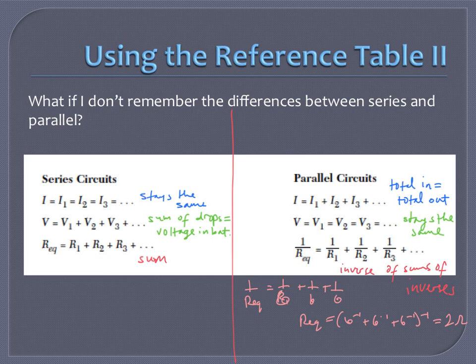So remember, you should know how to read these equations so that at least you don't have to be stuck memorizing what the differences are between series and parallel. Know how to read the equations and they should give you a hint as to the differences between series and parallel circuits. And now, some final words.